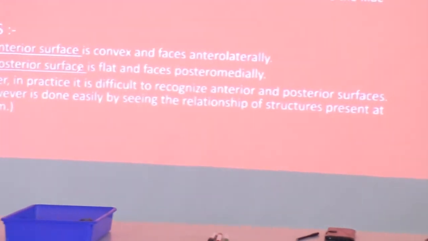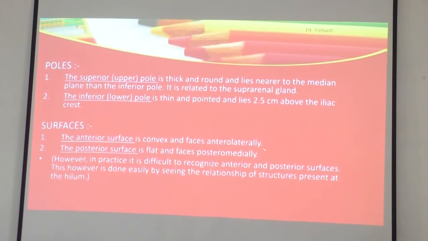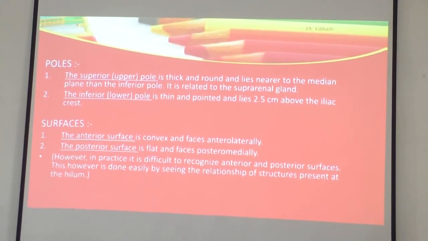First, the poles. The superior or upper pole is thick and round, and lies nearer to the median plane than the inferior pole. It is related to the suprarenal gland. The inferior or lower pole is thin, pointed and lies 2.5 cm above the iliac crest. Okay, so these are the two poles. Next we go to the surfaces, anterior surface and posterior surface. How will you differentiate? The anterior surface is convex and faces anterolaterally. The posterior surface is flat and faces posteromedially.